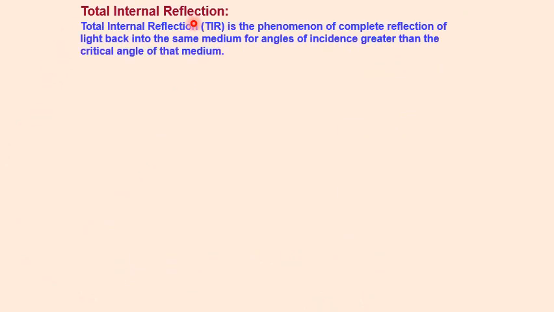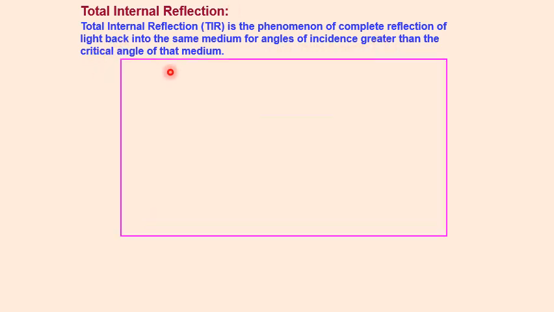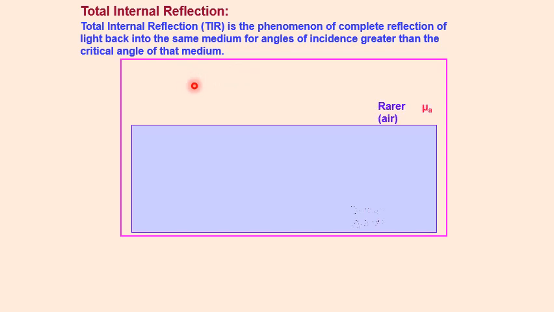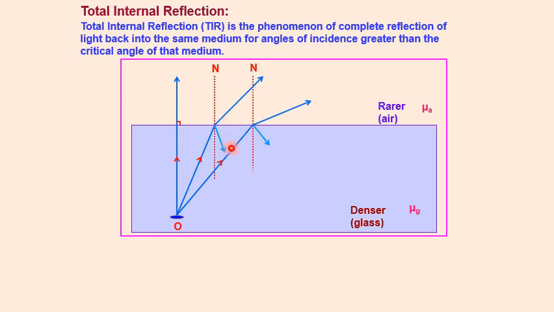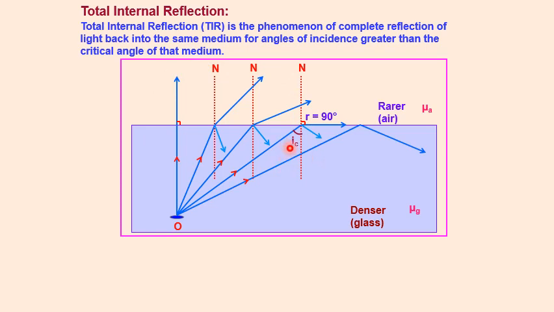Total internal reflection. Total internal reflection, TIR, is the phenomenon of complete reflection of light back into the same medium for angles of incidence greater than the critical angle of that medium. As we can see in this diagram, there are two media, denser glass of refractive index mu G and rarer air of refractive index mu A. Now we are just increasing the angle of incidence. In this case, the angle of incidence is equal to IC, that is the critical angle. For it, the angle of refraction is 90 degrees.